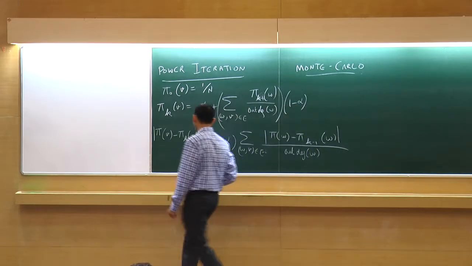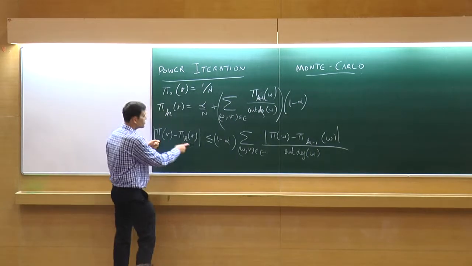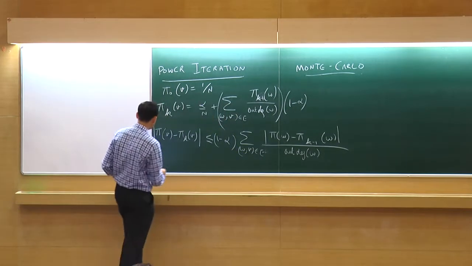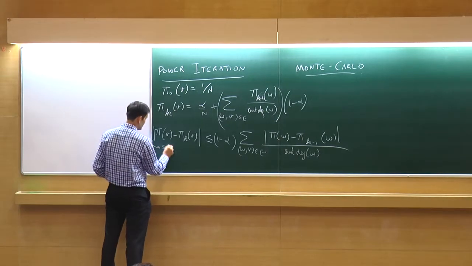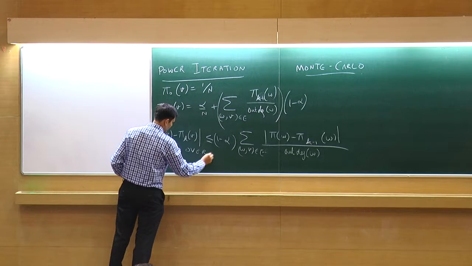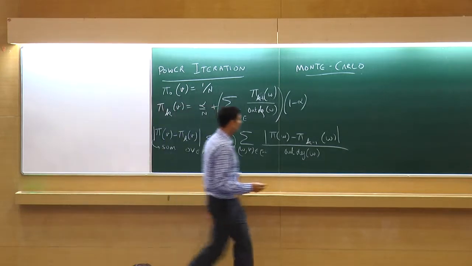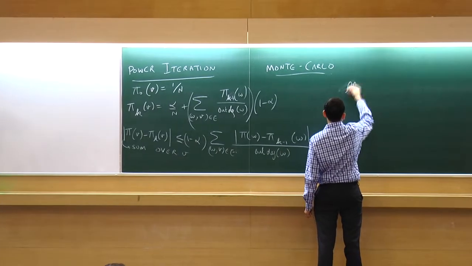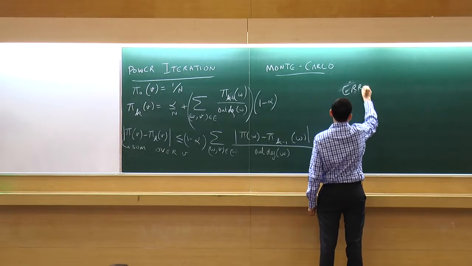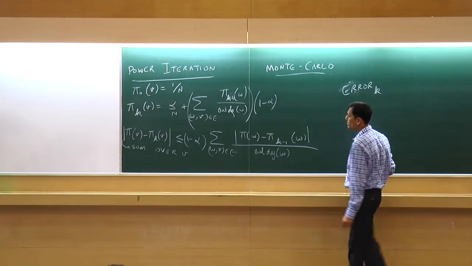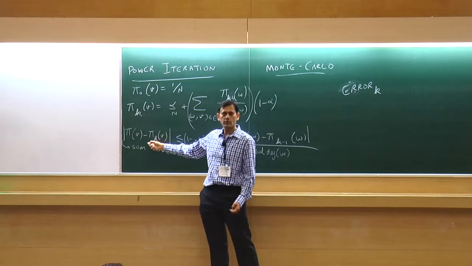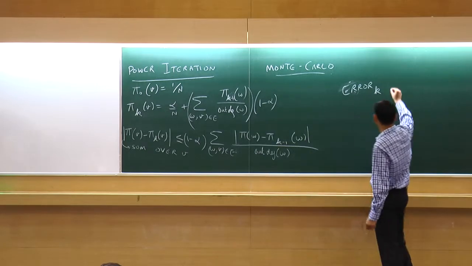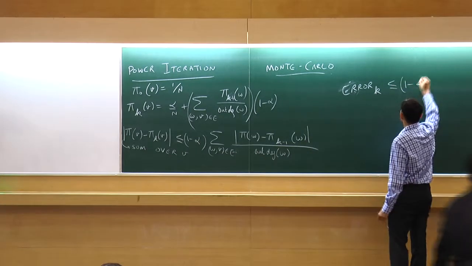Okay. Now we're going to sum this over all v, and sum this side over all v. When we sum this over all v, what we're going to get on the left hand side is what I'll call delta, let me call it error in the kth step. The total error in the kth step when I sum this over all v: how far is your kth iterate from where you would need it to be. This would be less than or equal to 1 minus alpha.